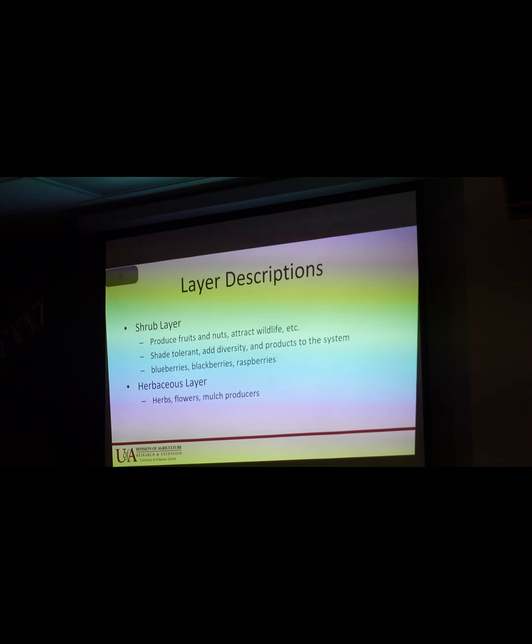So, herbaceous layer, herbs, flowers, mulch producers. And this can be many functions. Insect habitat, pollinator habitat. Oregano, mint, comfrey. Comfrey is a great mulch producer. You can just keep chopping it and dropping it, and you make your own mulch.